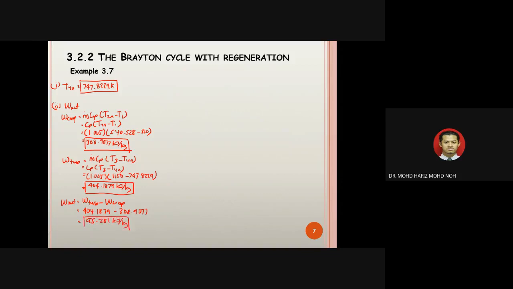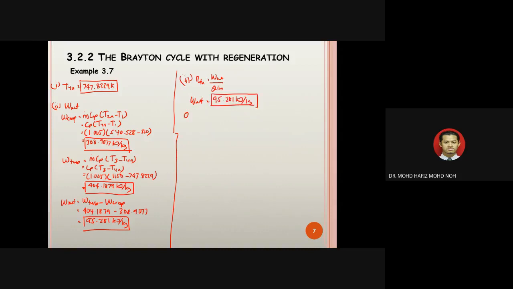Okay guys. Alright, so we get the value of W net. Then you can proceed to question number 3, which requires you to calculate the value of thermal efficiency. Thermal efficiency is W net over Q in. So W net is already calculated, no problem. W net is 95.281 kilojoule per kg.